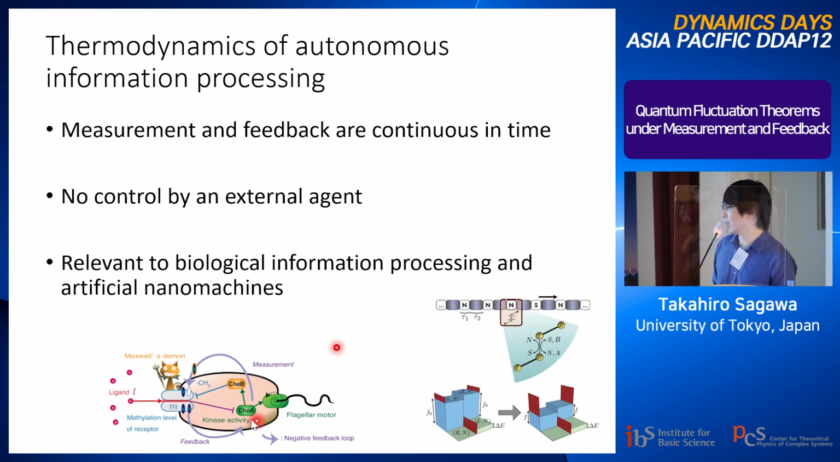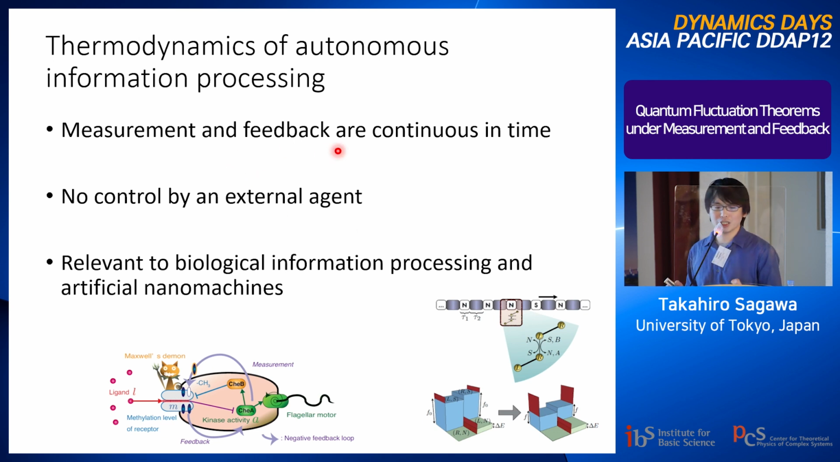For example, in this bacteria case, we can consider that the methylation level is a kind of Maxwell's demon, and that performs a feedback on a kind of kinase activity or something like that. So in such a situation, the entire operation of Maxwell's demon is completely autonomous. And so we need to formulate thermodynamics of such autonomous information processing processes in which a measurement and feedback are continuous in time.